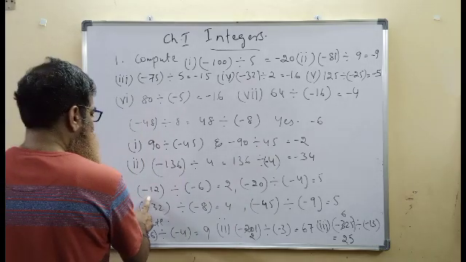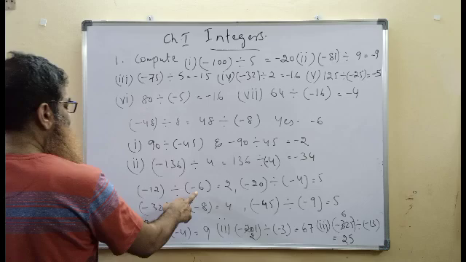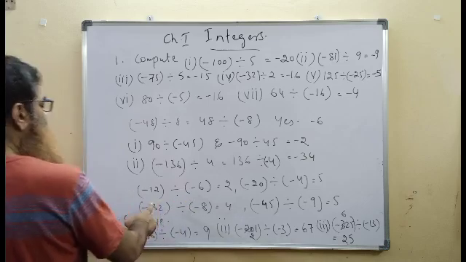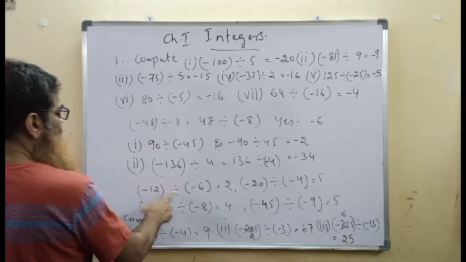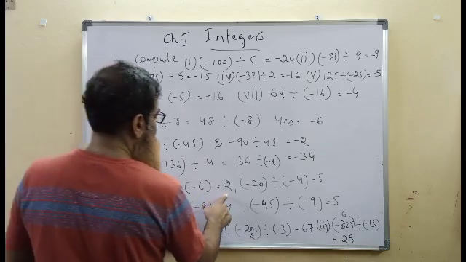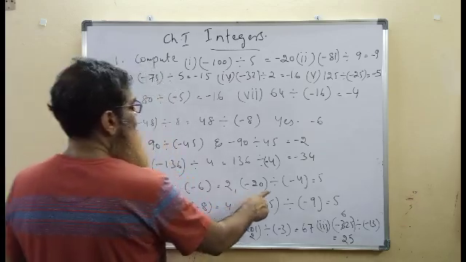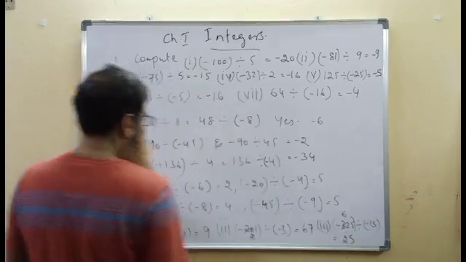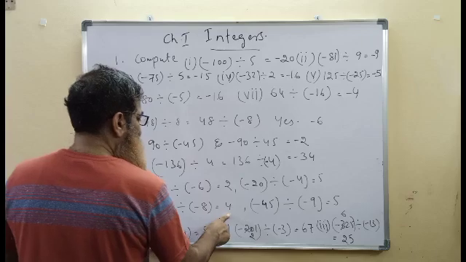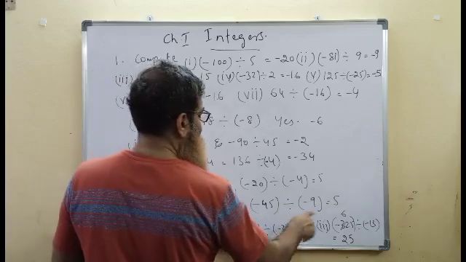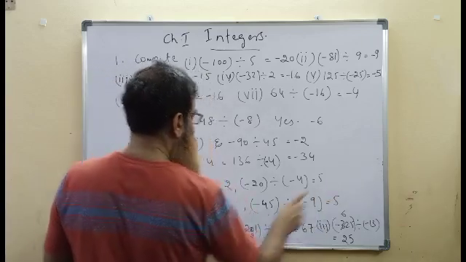Then minus 12: here two negative integers are involved in the division, so we get a positive integer. Minus 12 divided by minus 6 is equal to 2. Minus 20 divided by minus 4, we get 5. Minus 32 divided by minus 8 is 4. Minus 45 divided by minus 9 is 5.